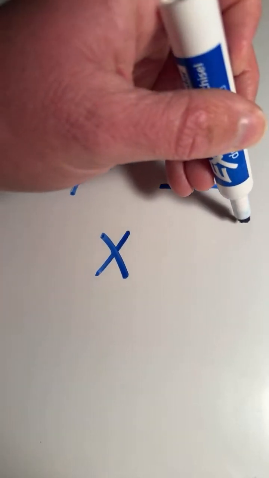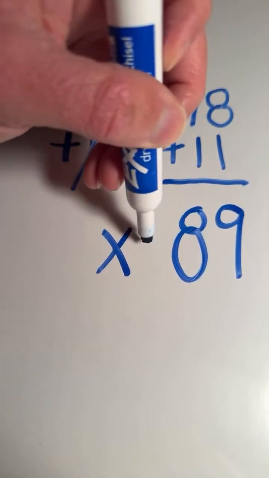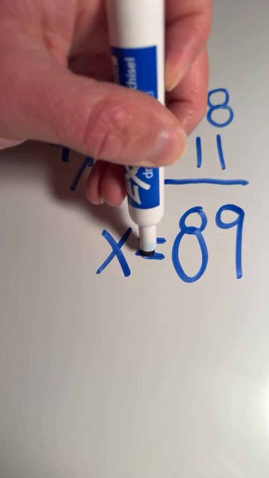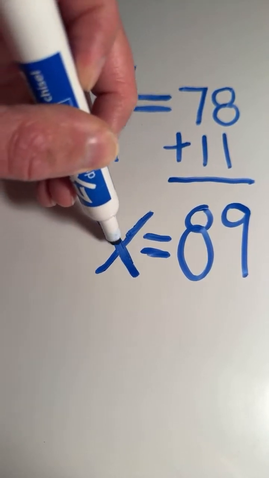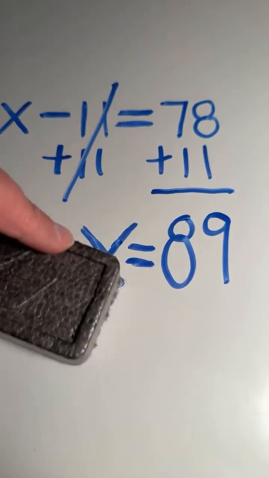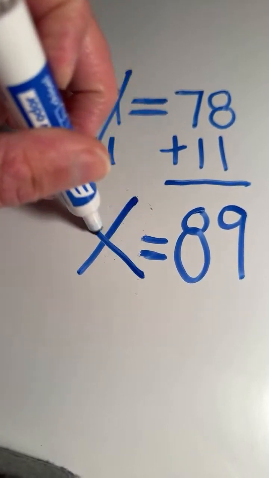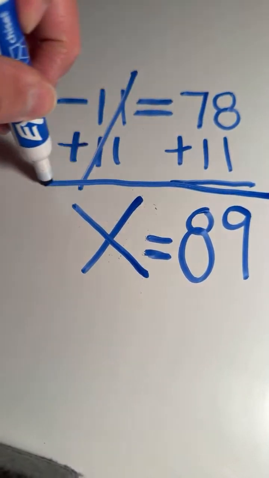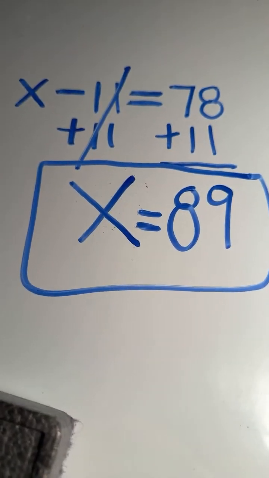Eight plus 1 equals 9. 7 plus 1 equals 8. And we have our final answer. Let me make my x a little bit neater here. X equals 89.